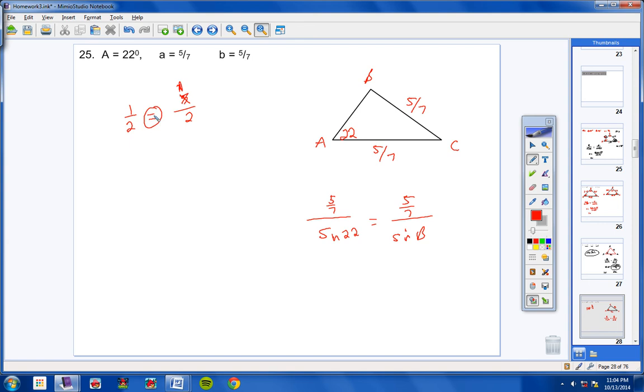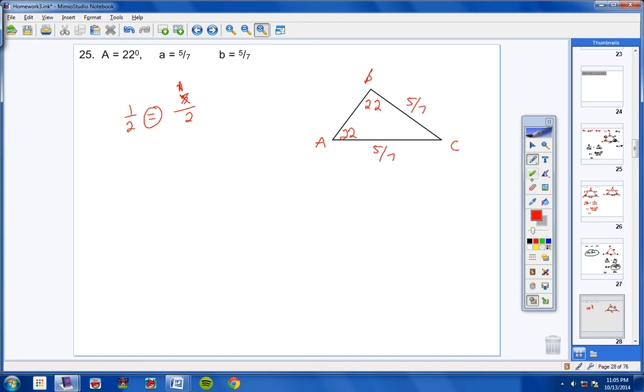They're equal. Well, look at this, guys. We have 5/7 over 5/7. Sine of 22, sine of, we know right away this is going to be 22. Now you can work it out and you'll see you will get 22 degrees for b, okay? So there's really no need to go any further. It's pretty simple. So b is 22.